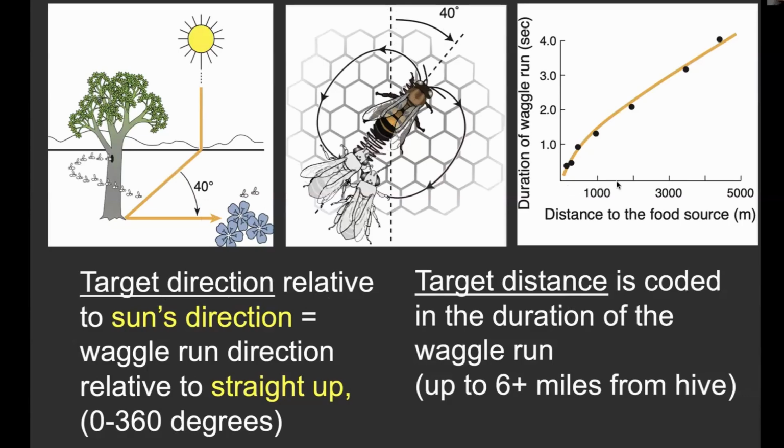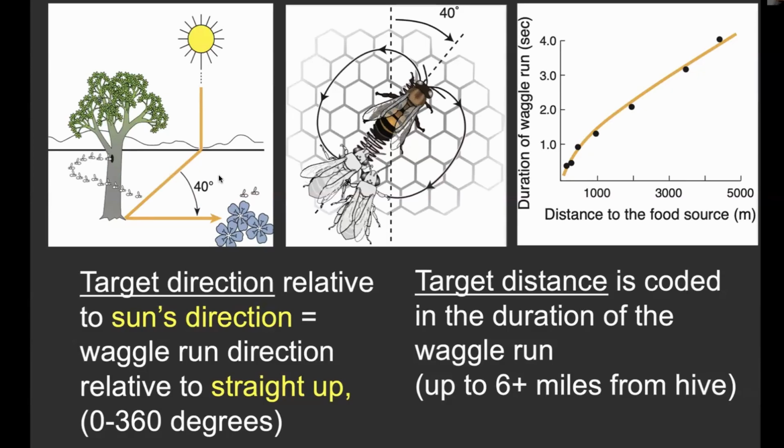The greater the distance to a food source, the greater the duration of the waggle run. And this chart shows that bees can communicate out to 5,000 meters. That's more than 3 miles. And the greatest distance I've seen bees use the waggle dance to advertise food sources is about 5 miles. Some investigators in Europe have seen it out to 10 miles. So it's a very powerful communication system, works over a very wide range.